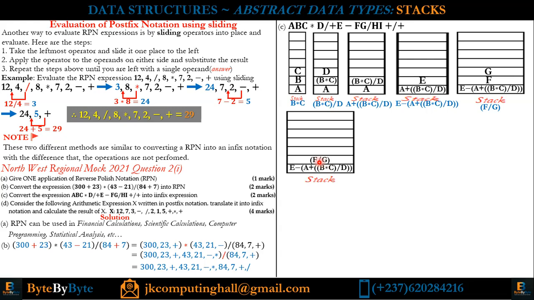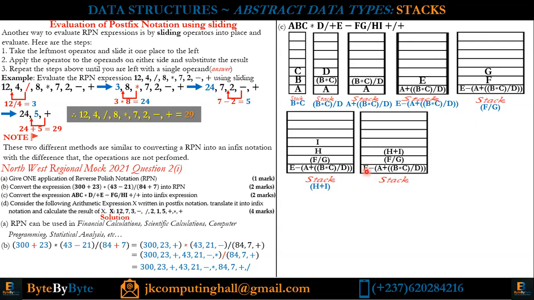When we proceed, we have F on G. Then I push in H, I push in I. Then I have addition, so I'm going to remove H and I and add them, as you can see. So next, I have this. Then these two were popped, evaluated, and the result pushed back.